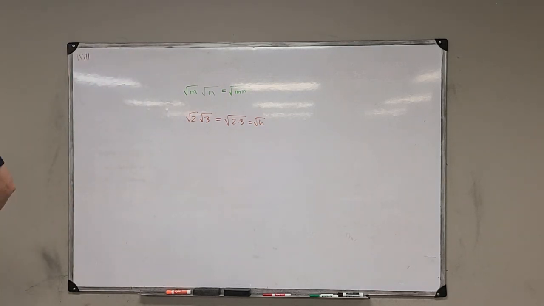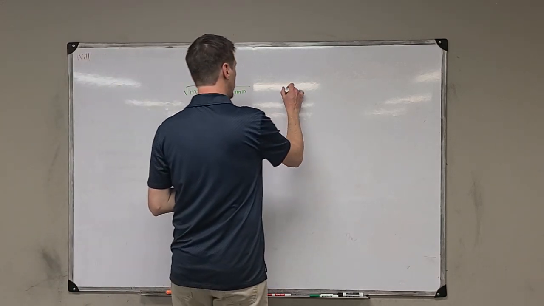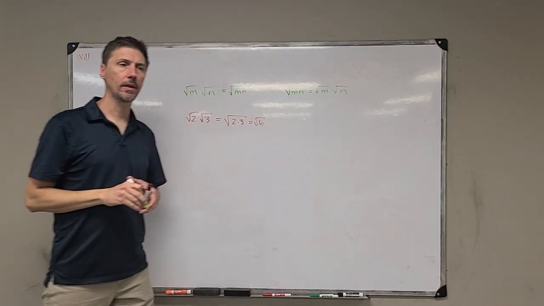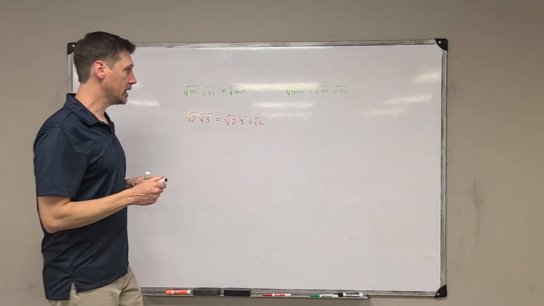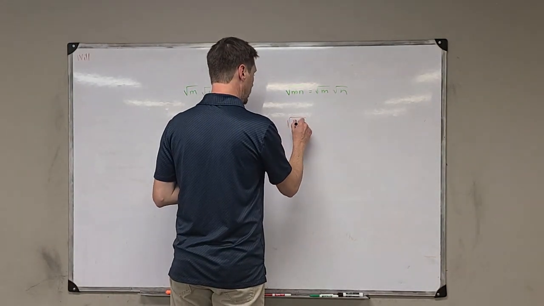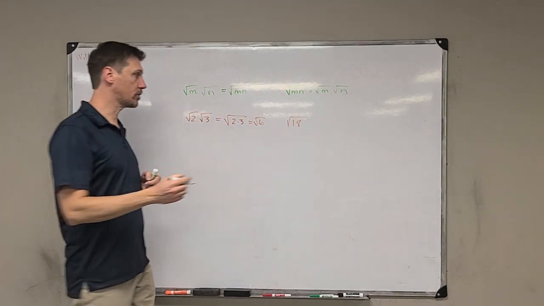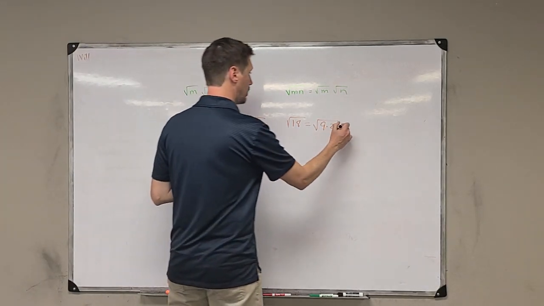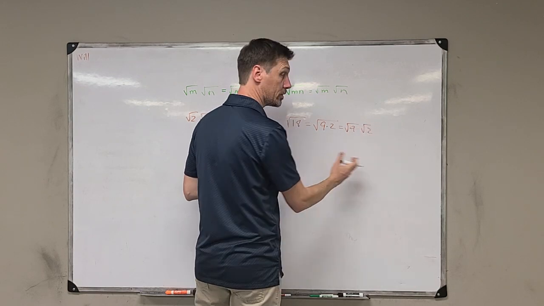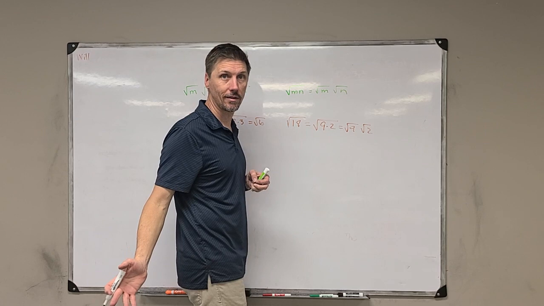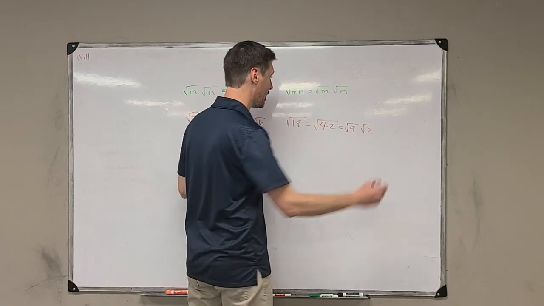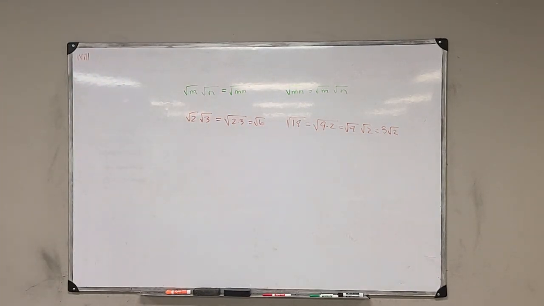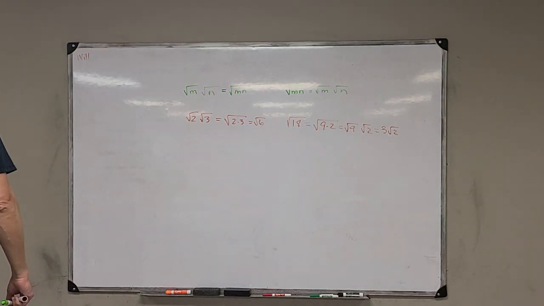So that's the square root rule, and we can do the reverse of that. If we were given the square root of m times n, we could split that up and make it the square root of m times the square root of n. Where that's beneficial is when you have something like the square root of 18. I realize the square root of 18 is the square root of 9 times 2, so I can write that as the square root of 9 times the square root of 2. And what's the square root of 9? 3, right? So I would rewrite that as 3 square root of 2. So the product of square roots rule allows us to do that.